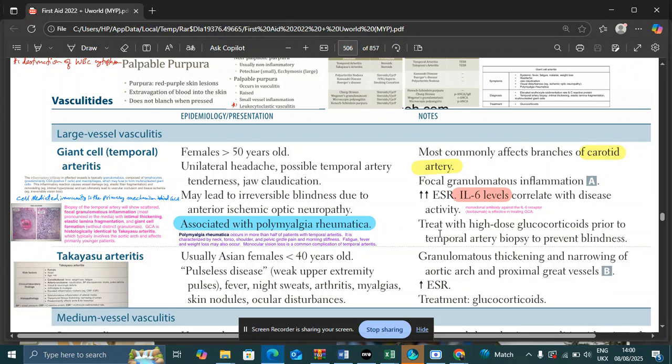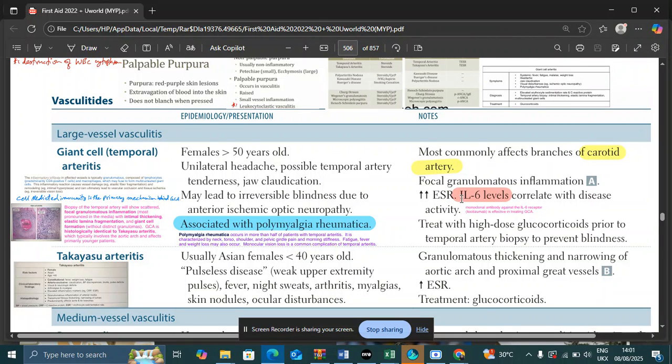Moving forward on temporal arteritis, when we do the biopsy, we will see focal granulomatous inflammation. Along with that, inflammatory markers will be increased, for example increased ESR, increased CRP, and IL-6. IL-6 is a very important interleukin associated with temporal arteritis. It correlates with disease activity.